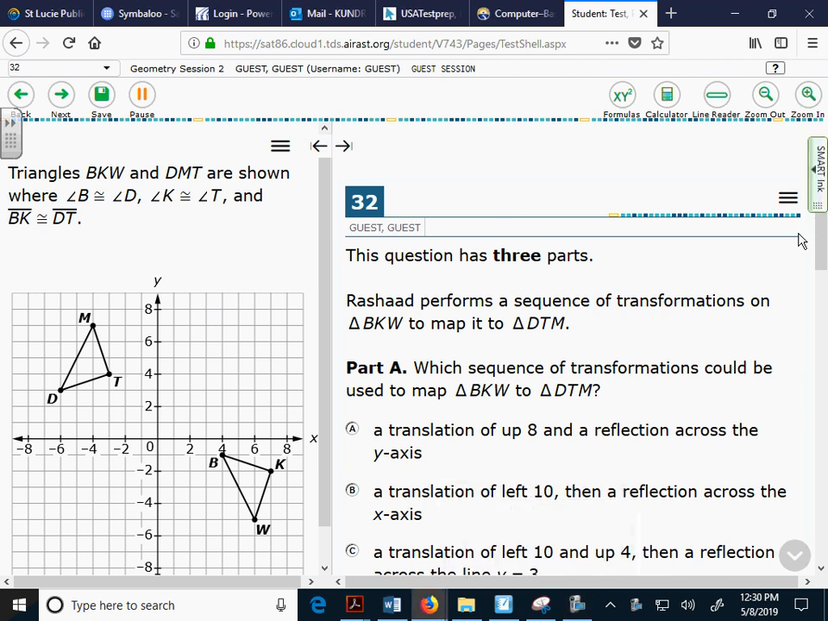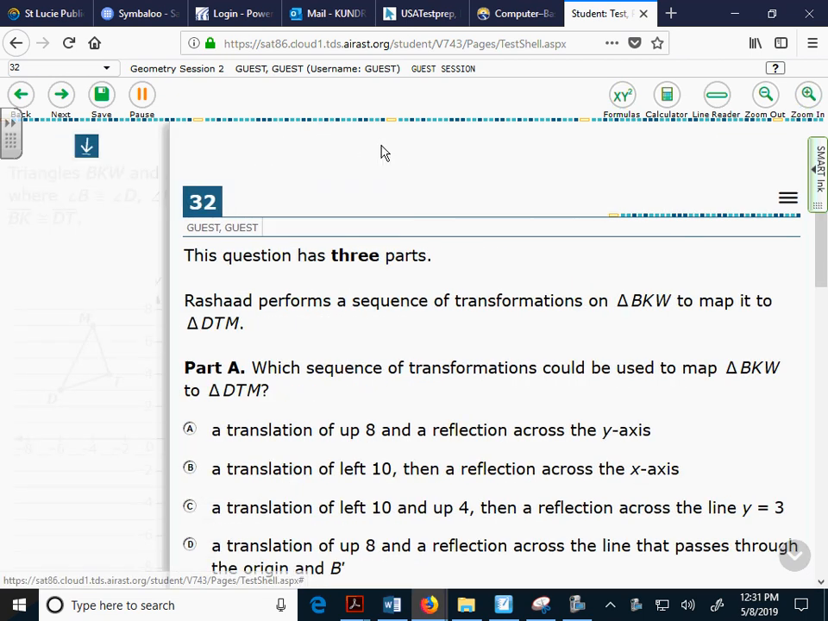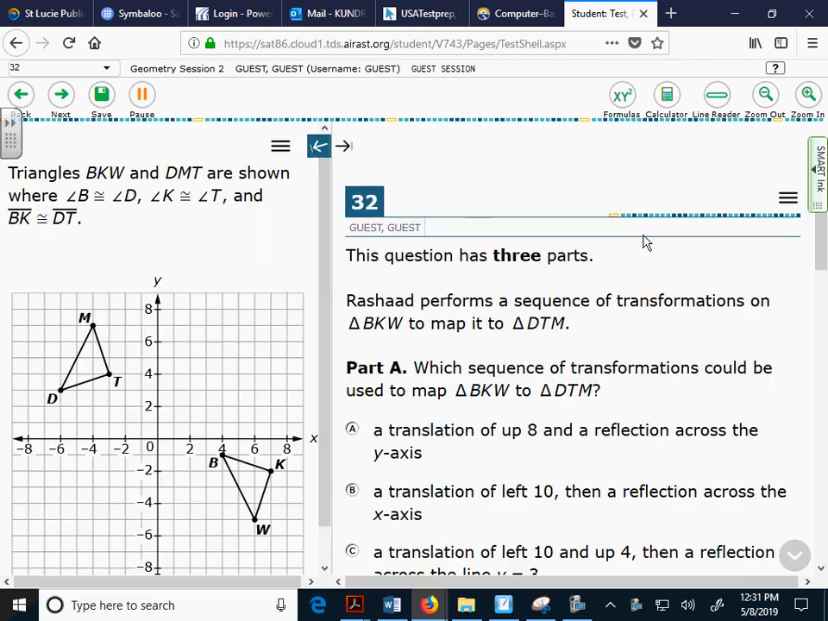So this, I guess, is going to be FSA Review 6. Okay, this is number 32 on your packet, and this looks real crazy. This is right off the FSA website. So this is pretty cool. You can do this or that or even that. I'm going to leave it like this for a second, though. It says triangles BKW and DMT are shown, and then it tells us all this good stuff. We're going to come back to that.